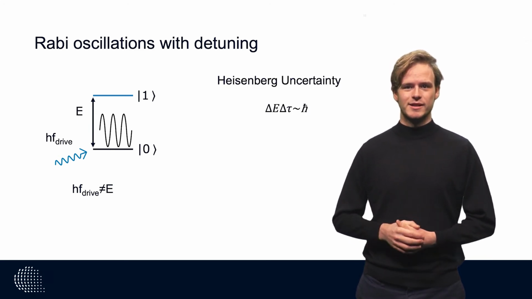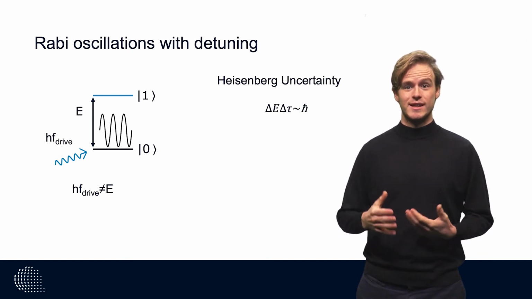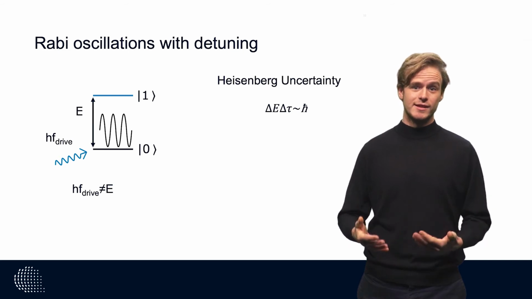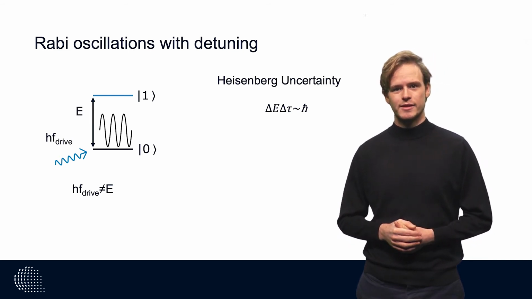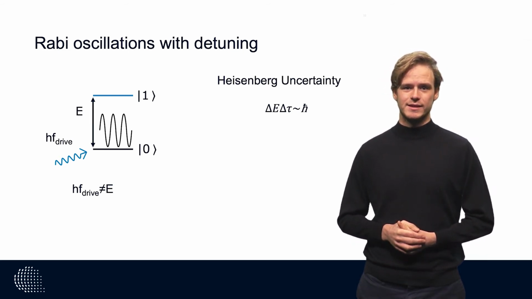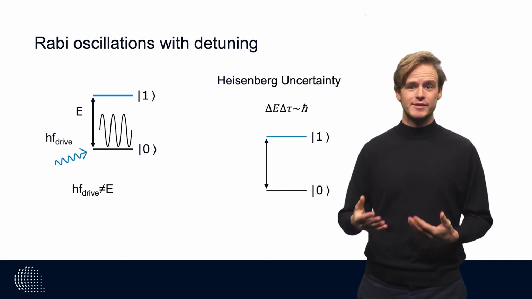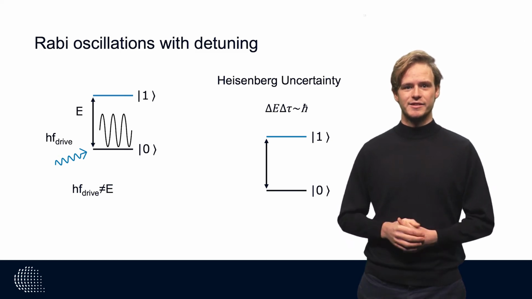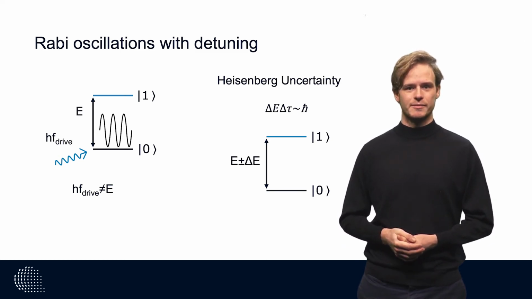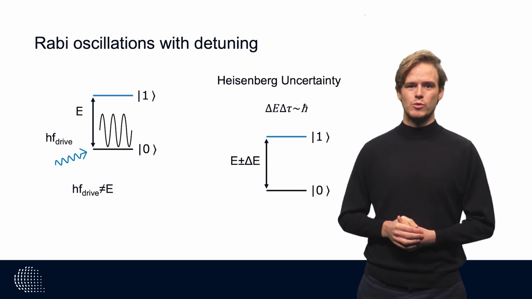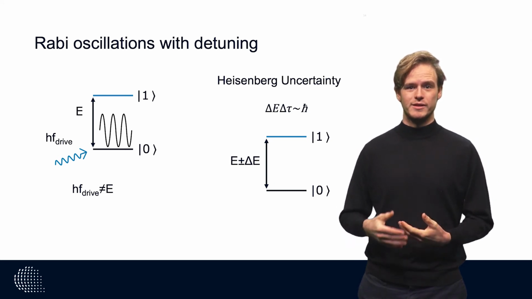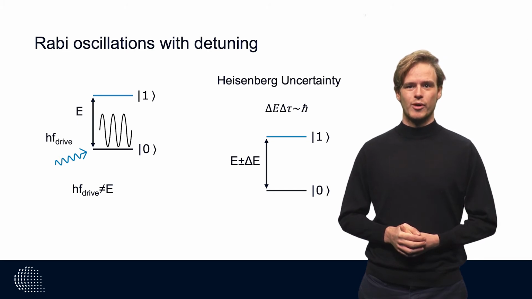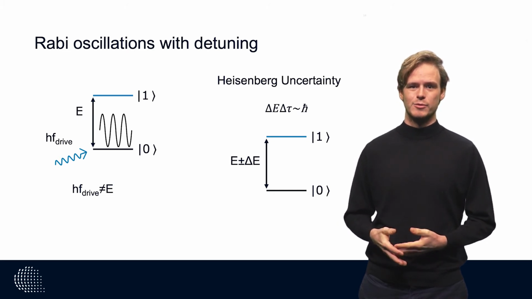Then Heisenberg's uncertainty principle tells us that delta E, which is the uncertainty in energy, times delta T, which is the qubit lifetime, should be bigger than the Planck constant. For short-lived states, delta T is small, so their uncertainty in energy, delta E, is quite large. And that is the reason why we will always have some random detuning, so an energy mismatch, when we perform Rabi oscillations on a short-lived qubit.